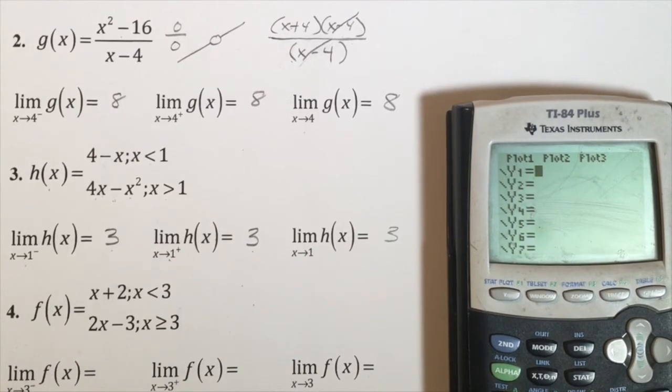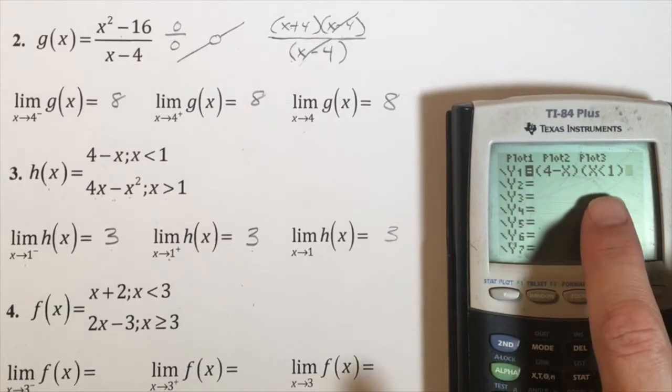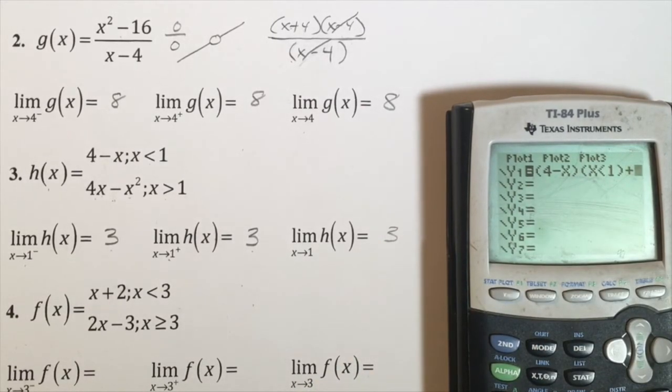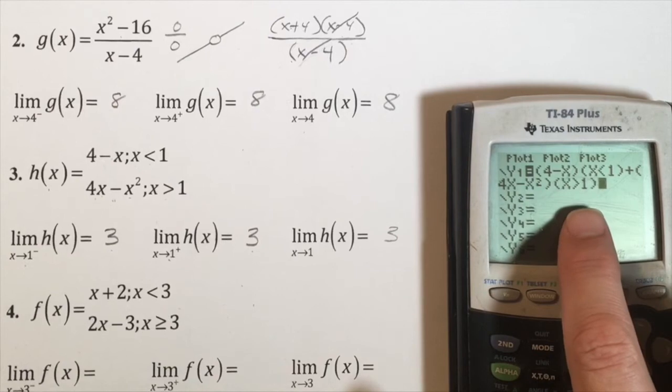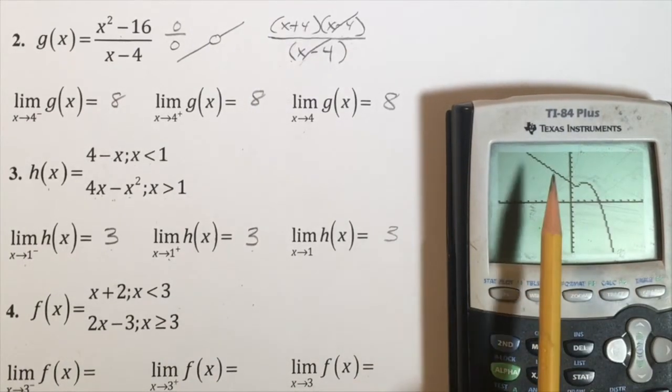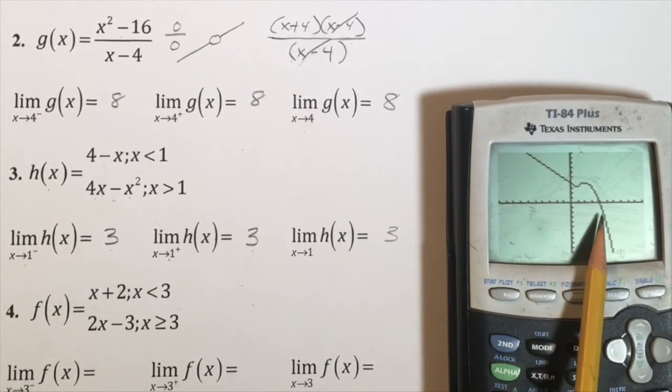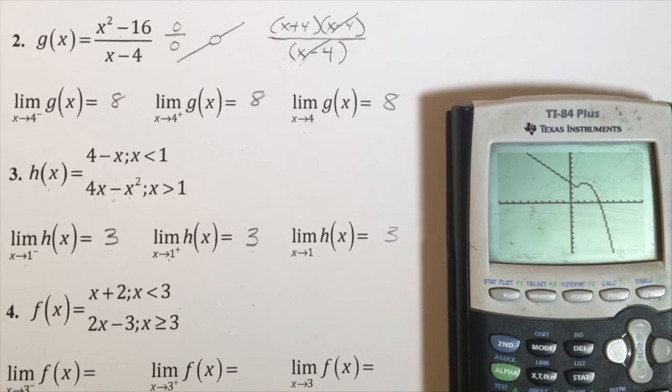Let's graph this one on our graphing calculator. This function is 4 minus x when x is less than 1, plus 4x minus x squared when x is greater than 1. You can see it's a line on the left side of 1, and it's an upside-down parabola on the right side of 1.